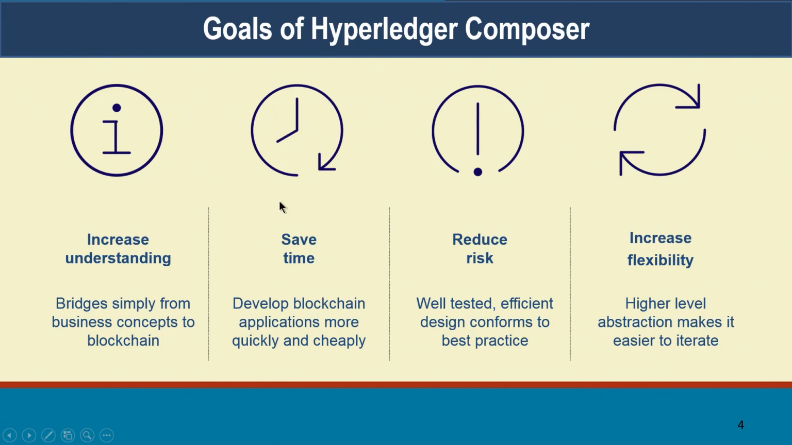So what are the main goals of Composer? Why did we create this? It is to increase understanding of business applications. So you can think of coding your smart contracts from a business context. You can hopefully save significant amount of time in the development process itself. It helps you reduce risk because now your coding is a lot simpler. You don't have to deal with the nitty-gritty details of Fabric, and it hopefully also increases your flexibility in how you abstract your concepts, and it makes it easier to iterate. So you can improve upon your code fairly easily.